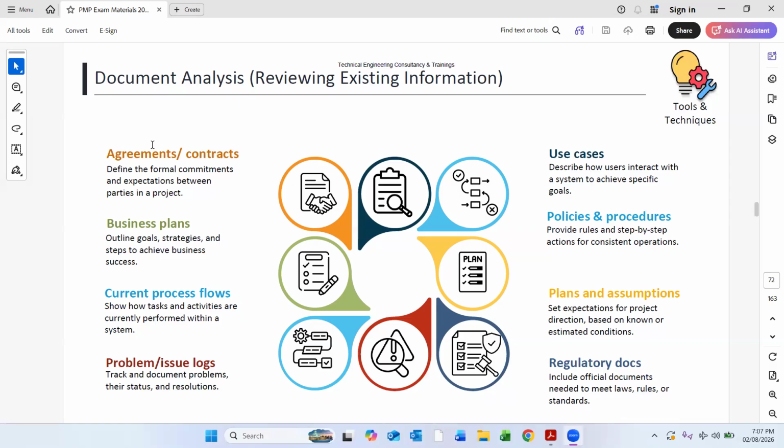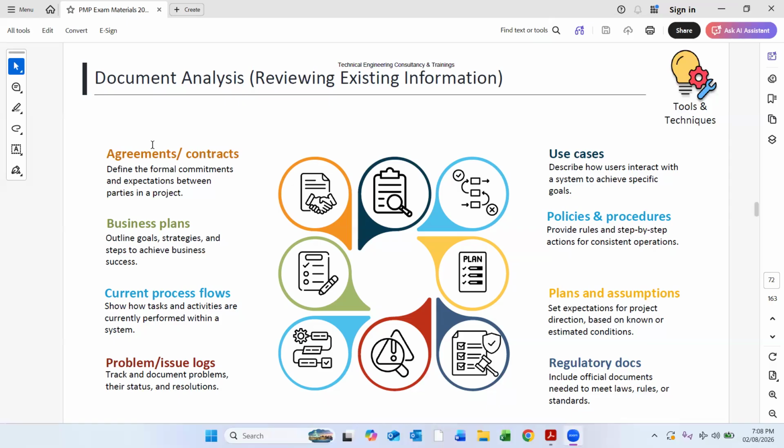So these use cases are developed to interact within a system, to achieve particular goals, so that those cases help us interact with each other in a system. Policies and procedures provide rules and step-by-step actions for consistent operations. Those policies and procedures are standard practices where all of the employees or all of the members of the team should comply with those policies, standards and procedures.